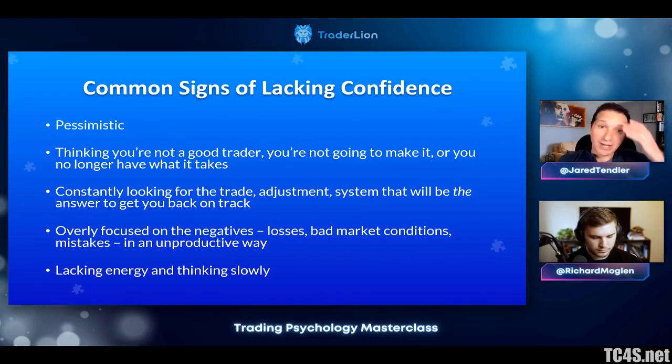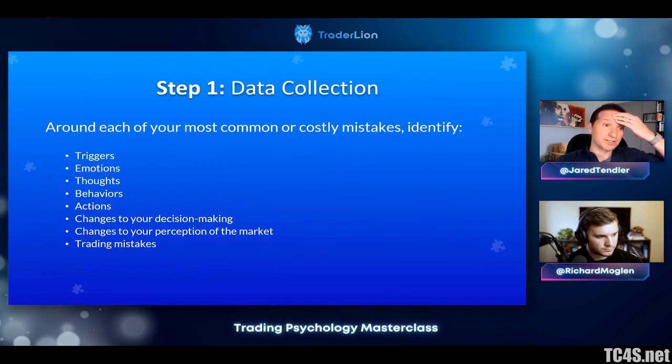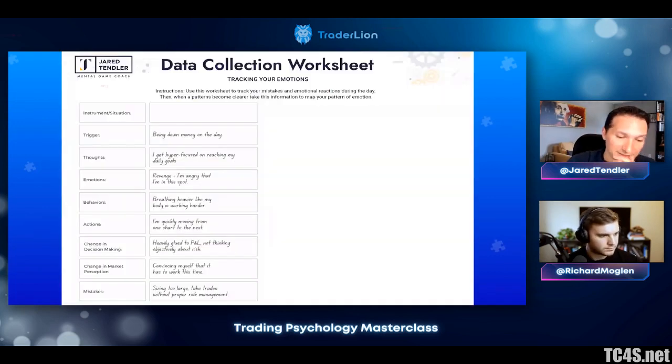Okay, so now let's actually get into the data collection process. Around each of your most common or costly mistakes, you're going to be trying to write out all of these things. So let's go through an example. Number one, being down money on the day would be the trigger. So what happens? The thought is I get hyper-focused on reaching my daily goals.